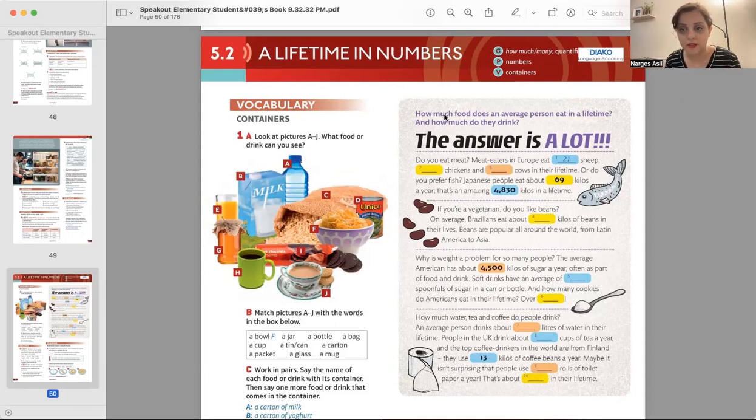Do you eat meat? Meat eaters in Europe eat 21 sheep, chicken and cows in their lifetime. Or do you prefer fish? Japanese people eat about 69 kilos a year. That's an amazing 4,830 kilos in a lifetime.